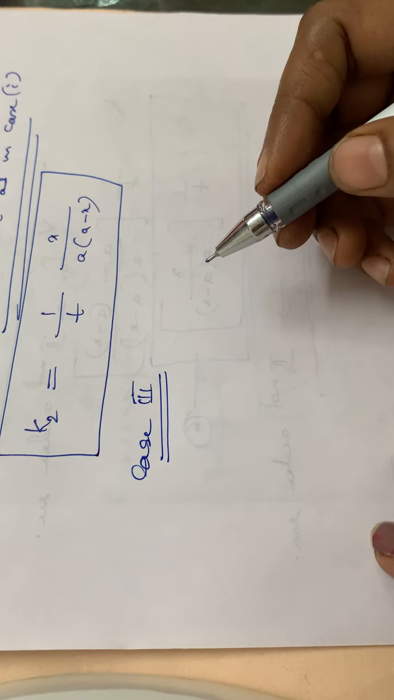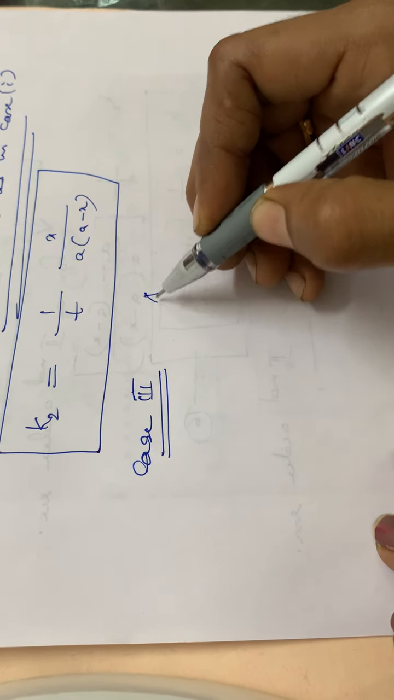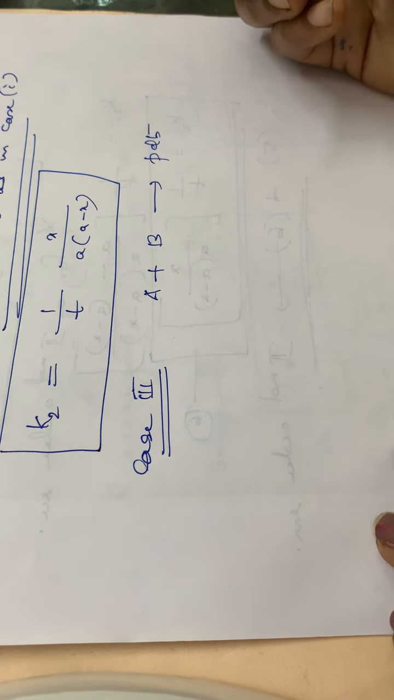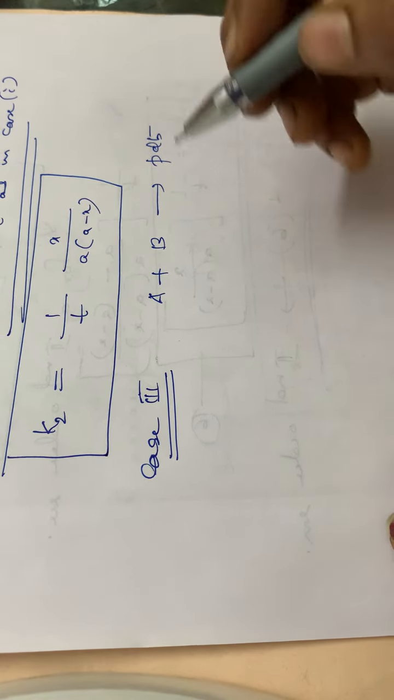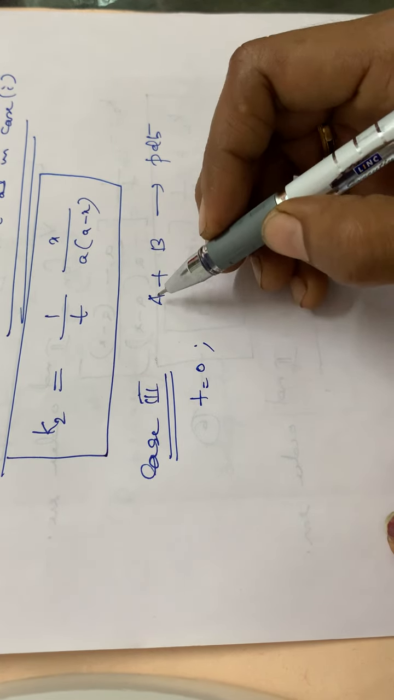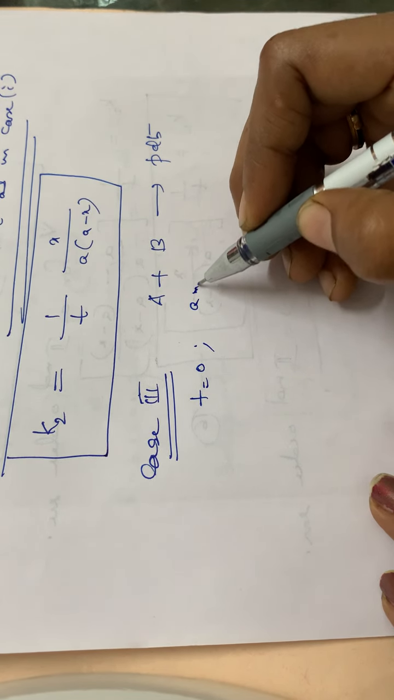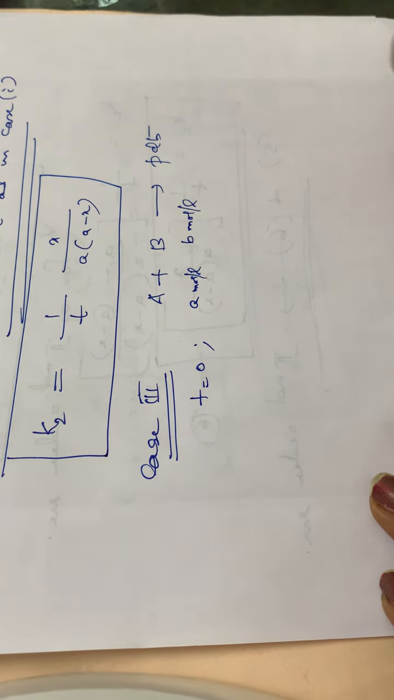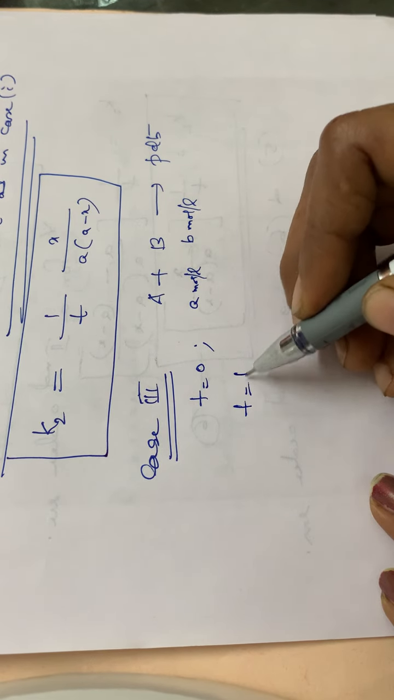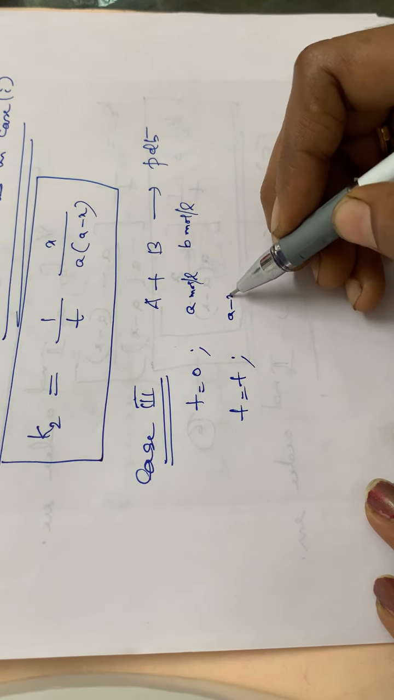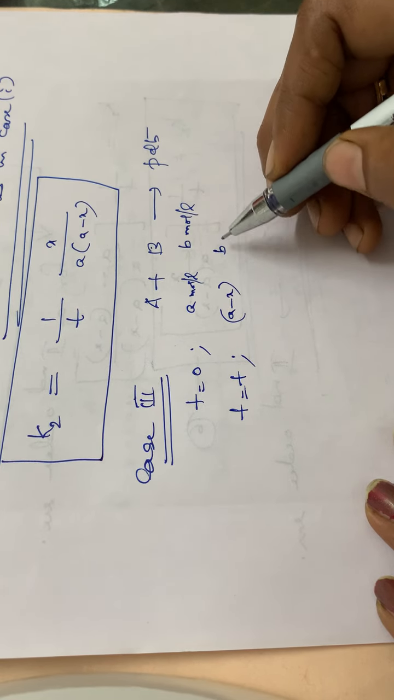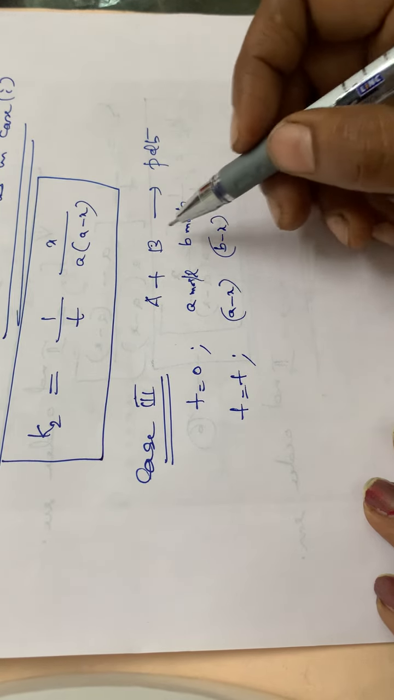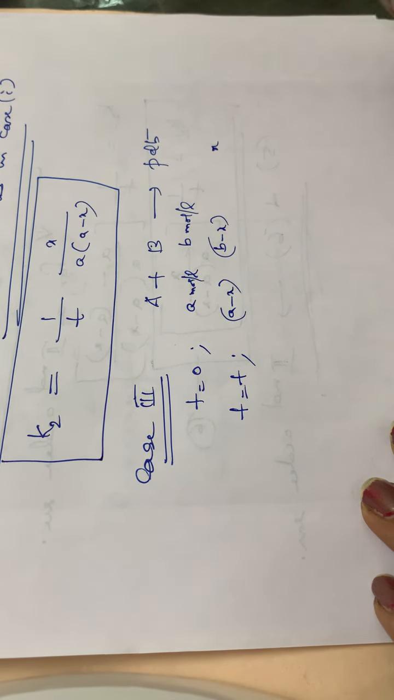Case 3. Case 3 means A plus B giving products, when the reactants are different and the concentrations are also different. When time t is equal to 0, let the concentration of A be A moles per liter, and the concentration of B be B moles per liter. After a time t, the concentration of A becomes A minus X moles per liter and the concentration of B becomes B minus X moles per liter. A becomes A minus X, B becomes B minus X, and the product becomes X moles per liter.